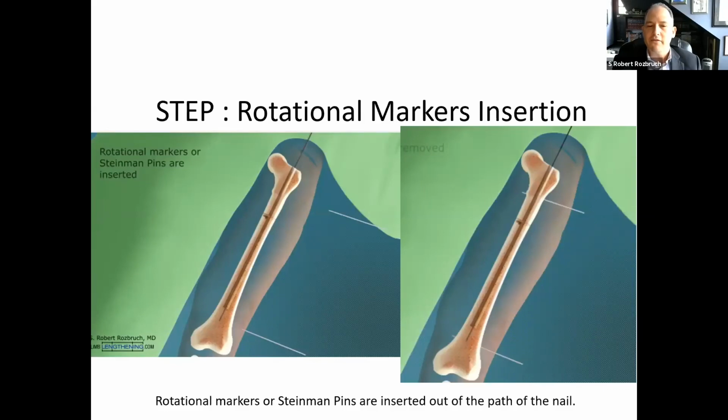Before the osteotomy is done, I like to insert rotational markers, and these are 2 Steinmann pins placed in the proximal and distal segment out of the path of the IM nail, and this prevents a rotational malalignment from happening unintentionally, or these markers can be used to correct rotational deformity if you know that you have a rotational deformity that you want to correct. But in the typical situation where there's no rotational deformity, these are placed parallel to each other so that we can make sure that that parallelism does not change.